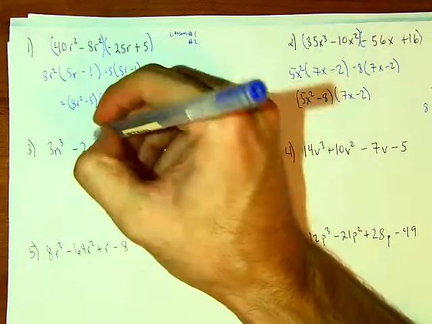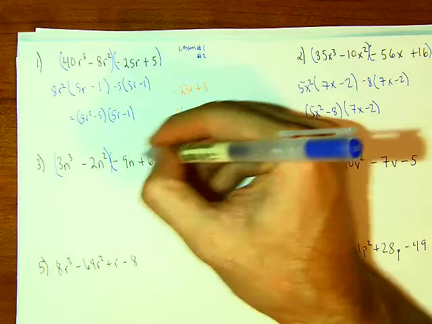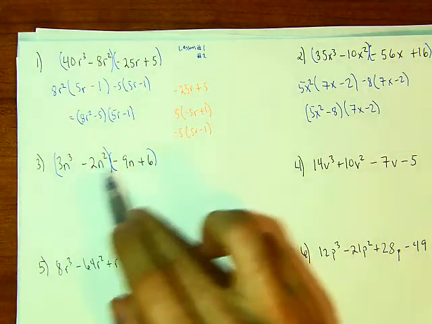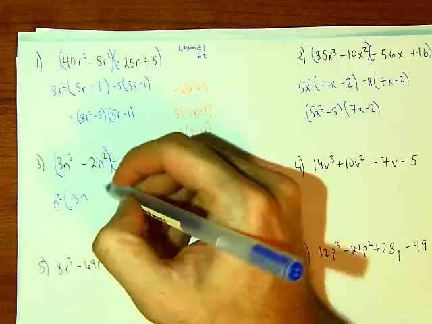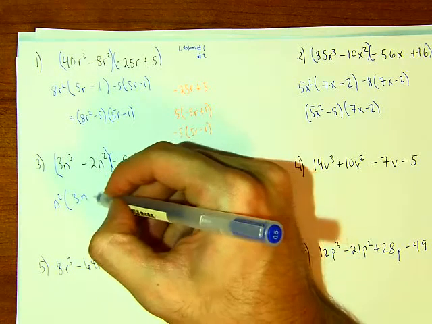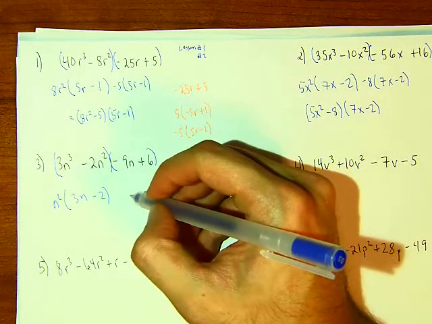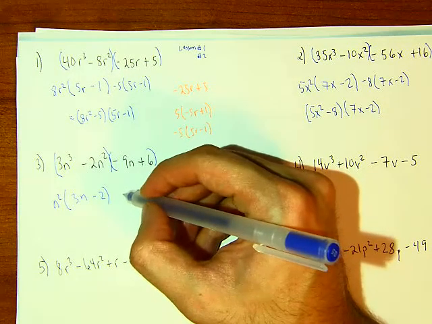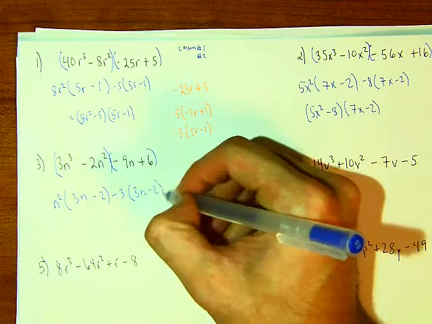Next one. First things first, group them. The GCF of this is n squared, and if you factor it out, you get 3n minus 2. And here, you're going to want to take out a minus 3, and then you get 3n minus 2.